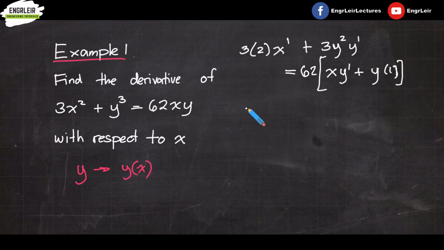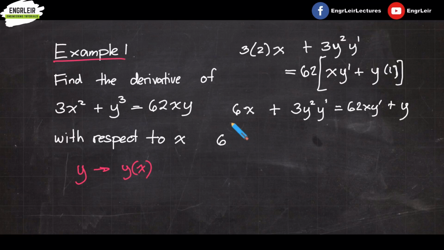Okay, so now we simplify. This would be 6x. So, hindi yun prime, no? This is raised to 1. So, burahin ko na lang. 6x plus 3y squared y prime is equal to 62xy prime plus y. Next step is pagsasama-samahin ko lahat ng terms na merong y prime sa isang side tapos lahat ng wala sa kabila. So, ililipat ko yung 62xy prime dito at yung 6x lilipat ko sa kanan.